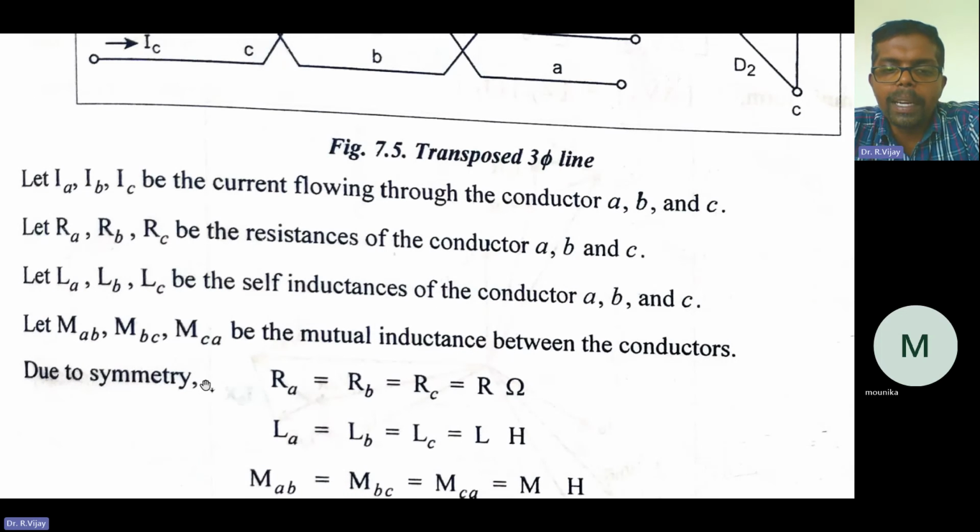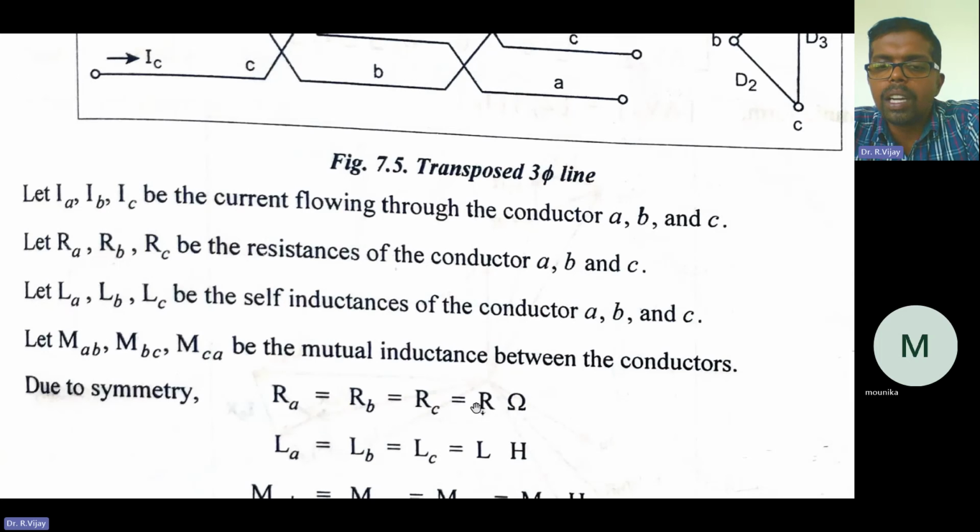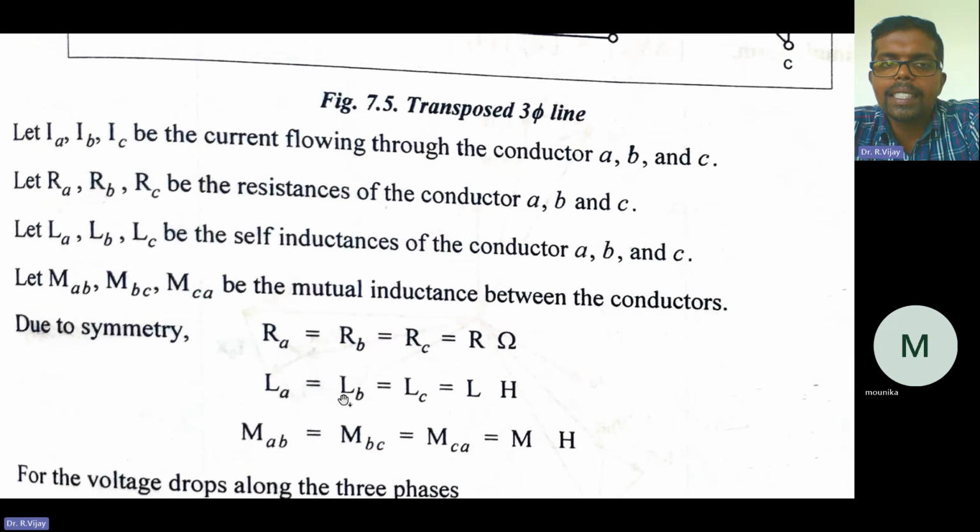Due to symmetry, RA is equal to RB is equal to RC, because symmetry means all have equal distance or equal impedance. So RA = RB = RC = R ohms. Next, LA = LB = LC = L henry. Next, MAB = MBC = MCA: the mutual inductance between A and B, between B and C, and between C and A, is equal to capital M in henrys.